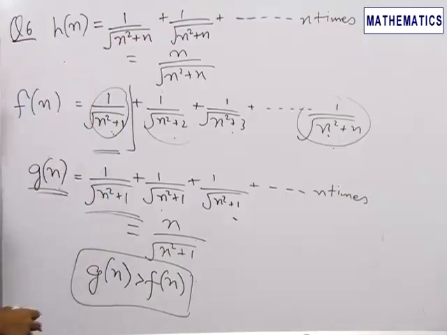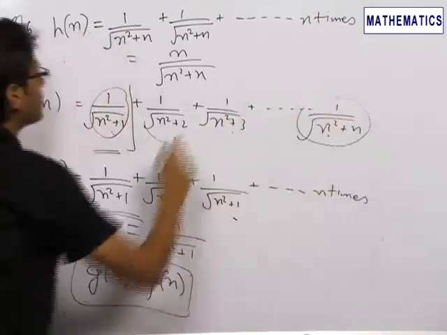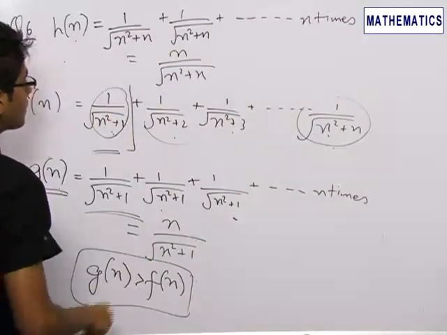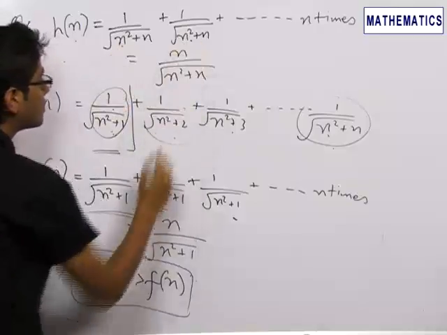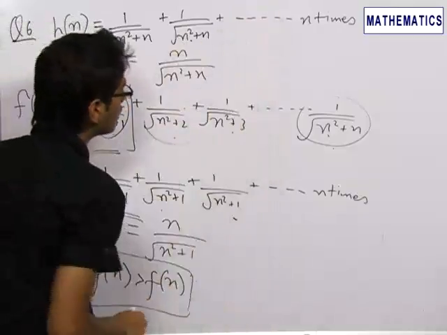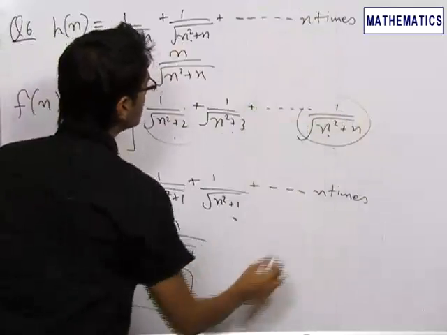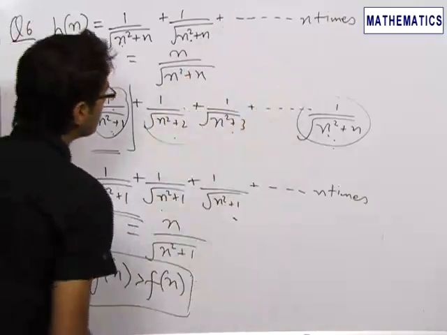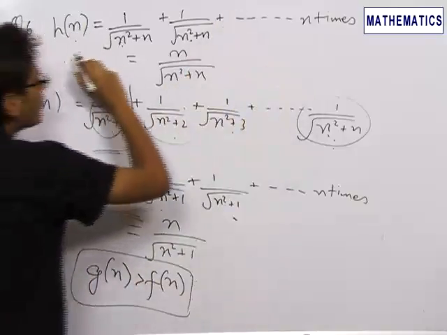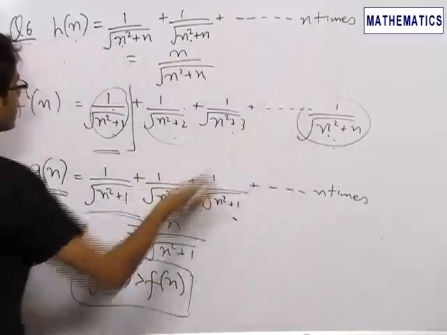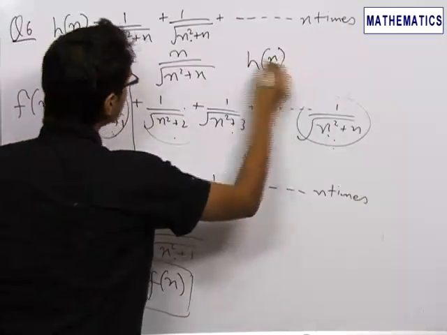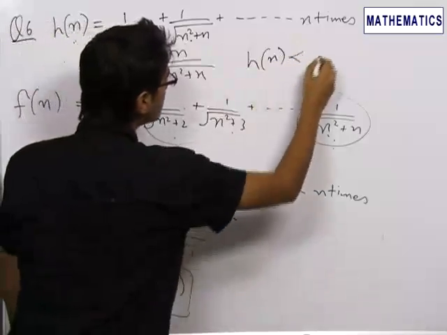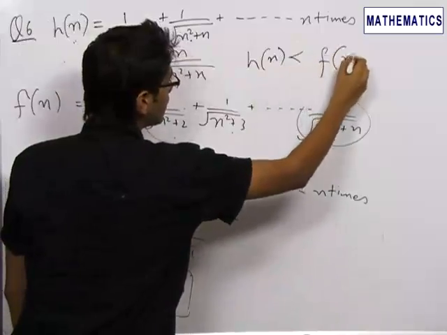In the similar way, we have taken the smallest term n times in the function h of n. So this is less than this, the third term will be less than the third term of this series, and similarly the nth term of this series will be less than, or rather equal to, the nth term of this series. So the sum of these n terms will be definitely less than the sum of these n terms, because smaller terms are being added to get h of n. So h of n will be less than f of n.